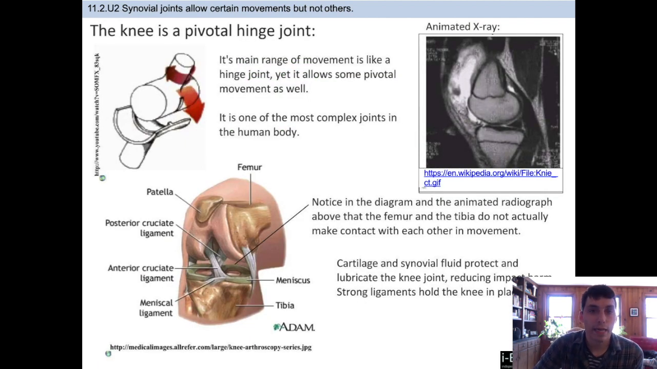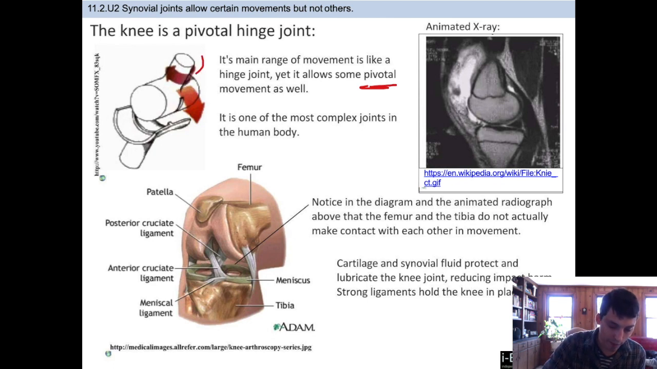The knee is a pivotal hinge joint. So what that means is, and if you look at the picture you might see that as well, it is a hinge joint, so it has really similar movement to the elbow. You can flex or extend the knee, but there's a little bit more range of movement. So we have some pivotal movements as well.